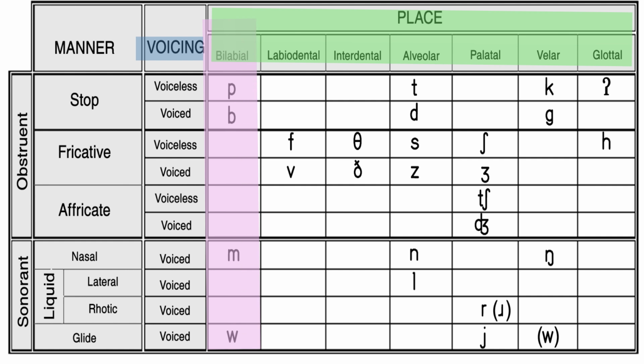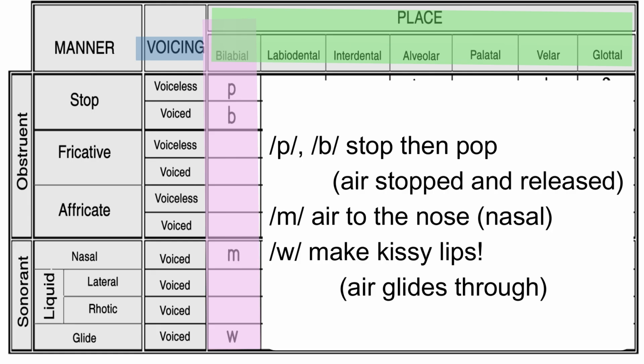To pronounce pa, ba, and ma, the lower and upper lips have to touch each other. For pa and ba, there is a stop and pop. For ma, air is redirected to the nose. Wa is also viewed as a bilabial since to pronounce wa, we need to put the lips together and protrude them.